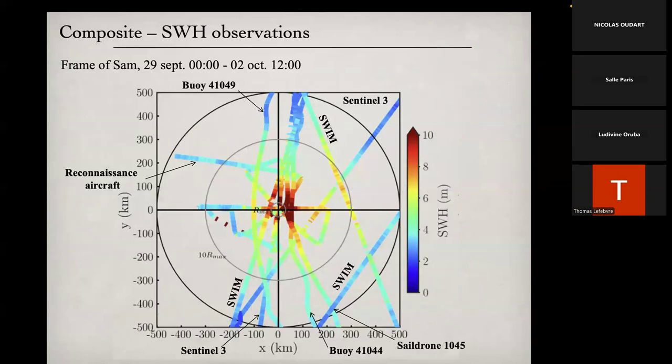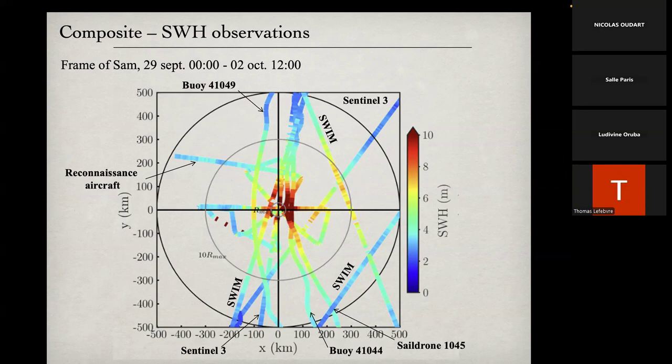So on this figure, we have gathered the measurements made by the different devices between the 29th of September and the 2nd of October. This representation is made in the frame of the cyclone, which means that the cyclone is moving up the slide. And so the straight lines correspond to measurement by radars on board of aircraft or satellites, and the fluctuating lines correspond to measurements made by buoys and by the sailboat.